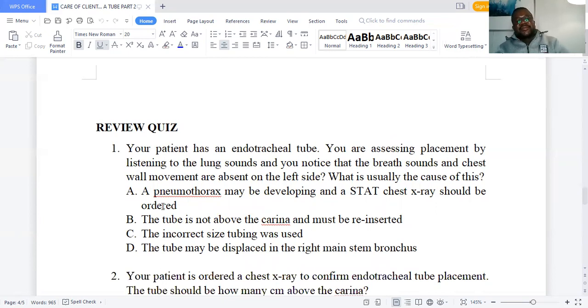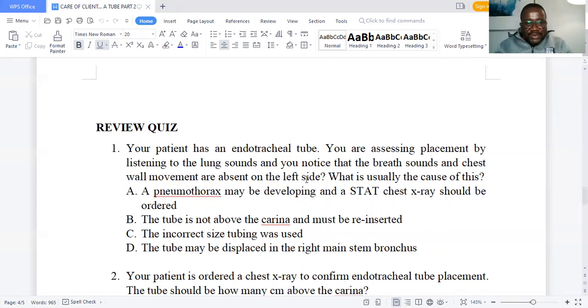I talk about this, right? I explain about this over and over. Let's see option A. A pneumothorax may be developing and a stat chest x-ray should be ordered. Okay, let's see option B. The tube is not above the carina and must be reinserted. Really? Let's go. C, the incorrect size tubing was used. Let's see. D, the tube may be displaced in the right main stem bronchus.